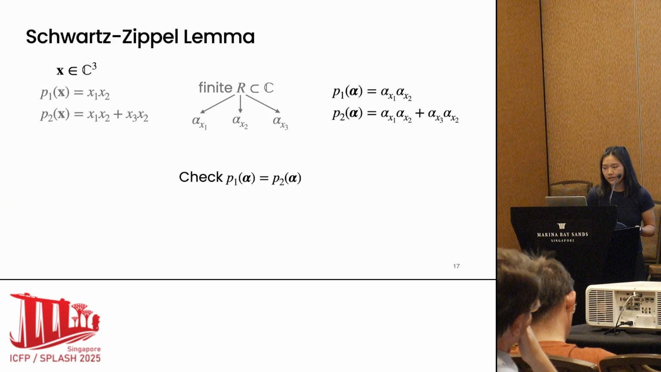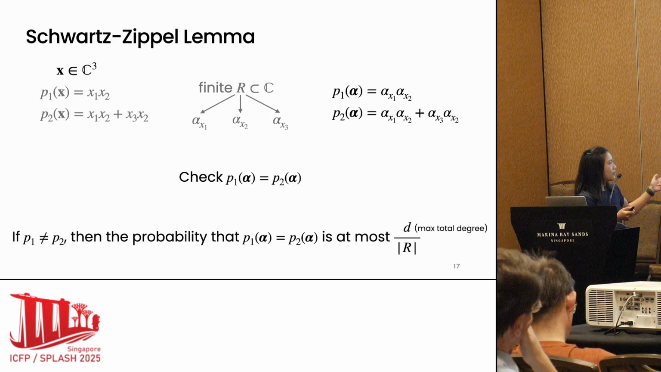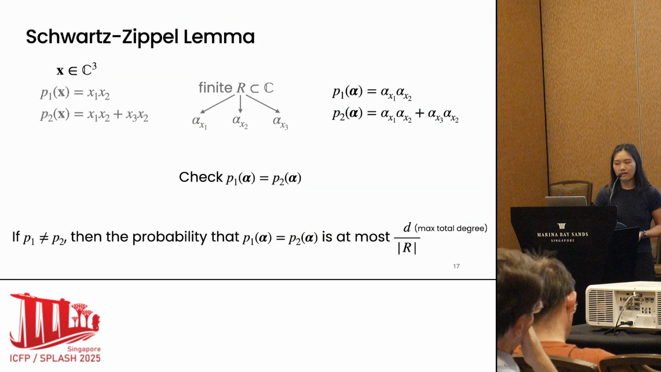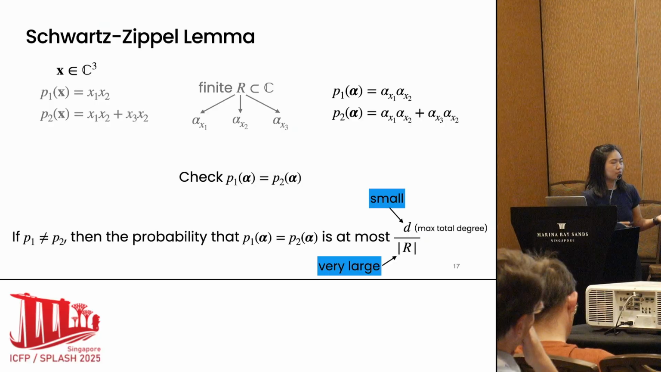But what is the failure case here? It is that if they indeed were not equivalent, then the probability that this check says that they are is bounded by the max degree over the size of the domain that you sample from. And in practice, the degree of these polynomials is going to be very small, and you can make the domain that you sample from very large, like the 64-bit integers. So that's great. It gives us a high probability way of checking if two polynomials are equivalent, and circuits are polynomials, so it gives us a way of checking if two circuits are equivalent.